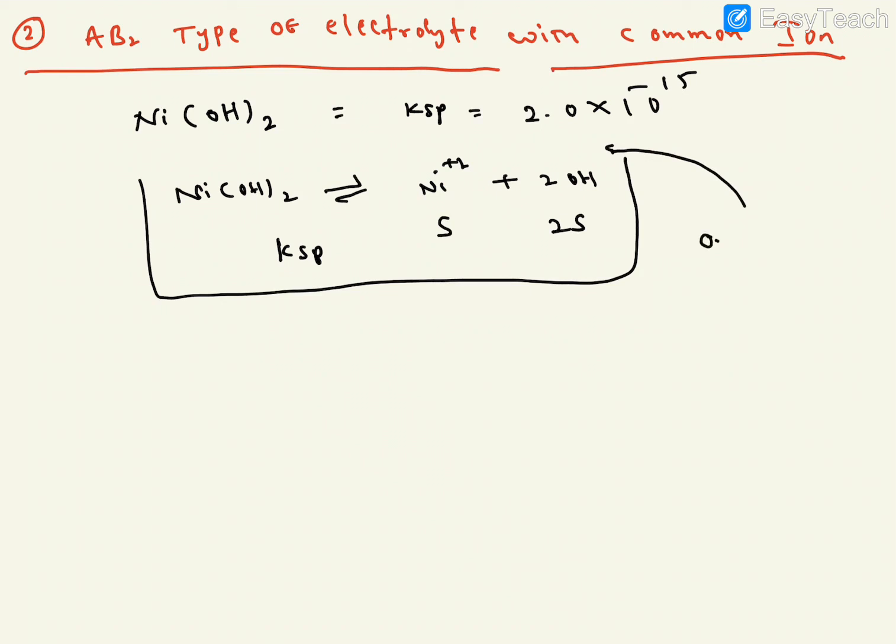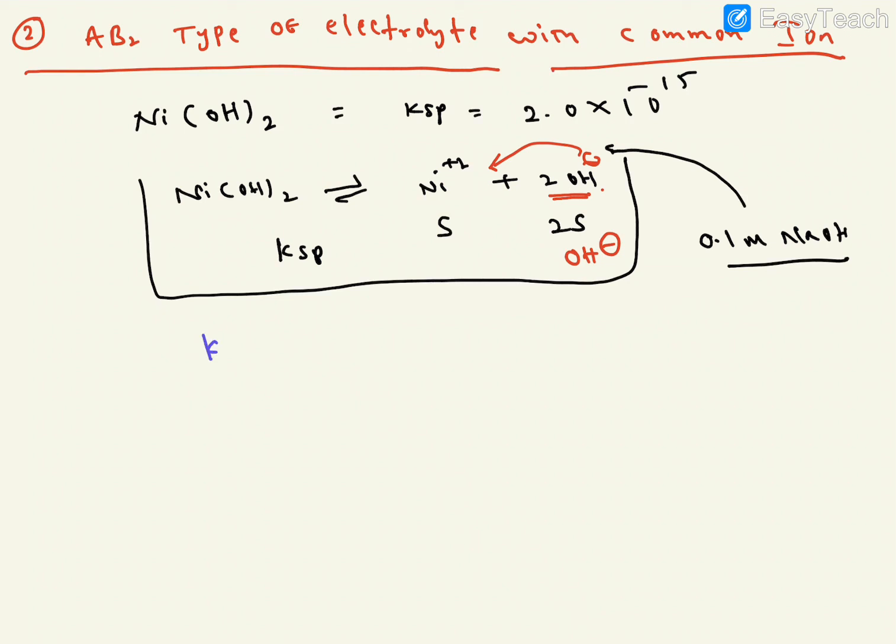Now we are adding 0.1 molarity of NaOH, a strong electrolyte. So the common ion here is OH minus. The OH minus common ion effect: it combines with nickel plus 2 and reverses the reaction. It readily combines with nickel, so this concentration is very small because it converts into nickel hydroxide. I hope it is clear.